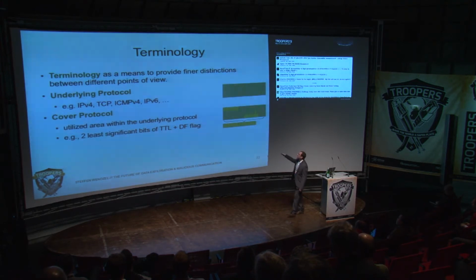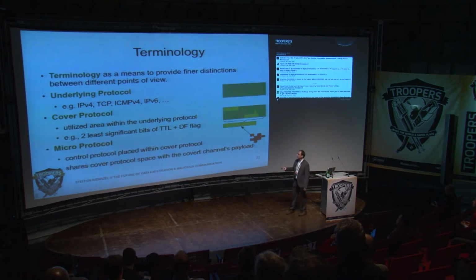In this area, in the protocol, we define a so-called Covert protocol area. I choose this term because it conforms to information hiding terminology, to the existing terminology. For instance, we use 2 bits of the TTL and the DF flag in IP. And these 3 bits together form the Covert protocol. And in the Covert protocol, we put the micro protocol. That's the Covert channel internal control protocol.